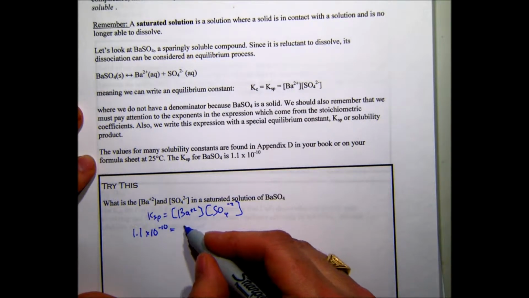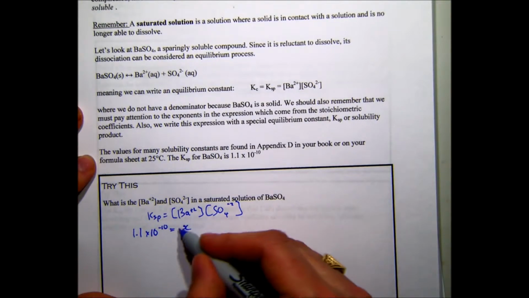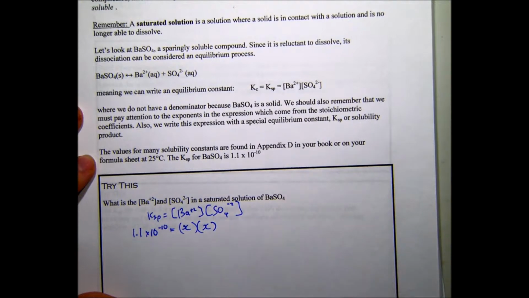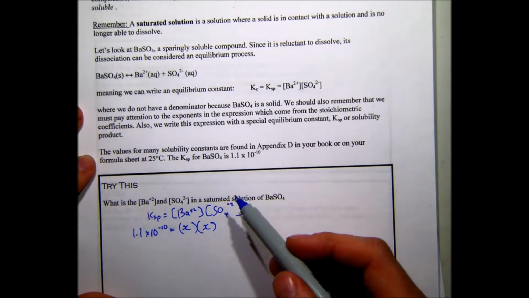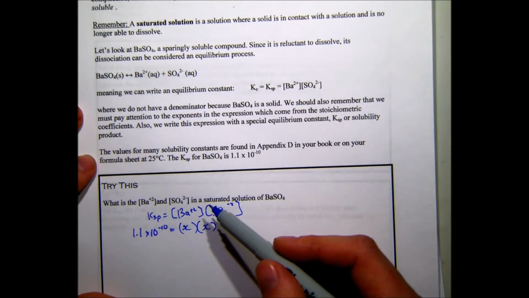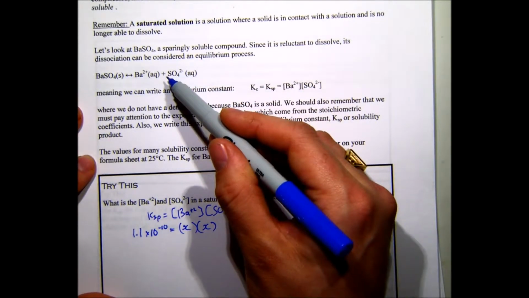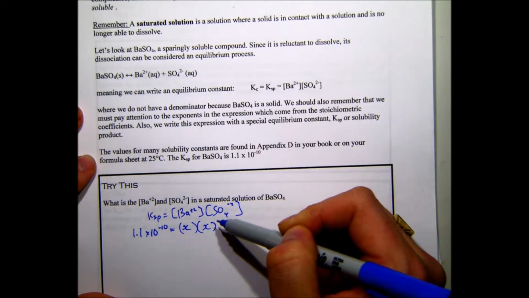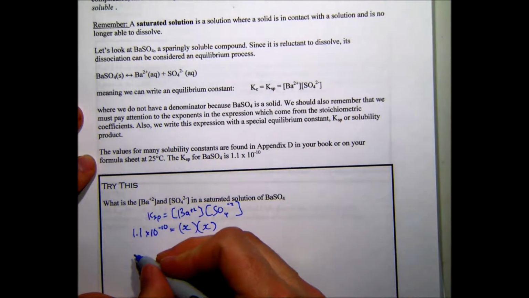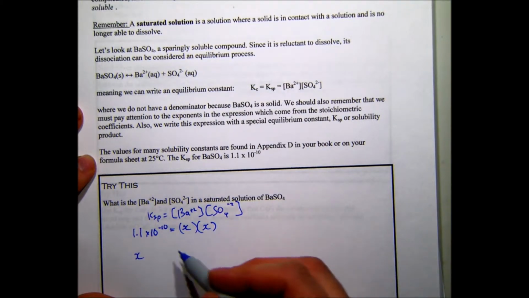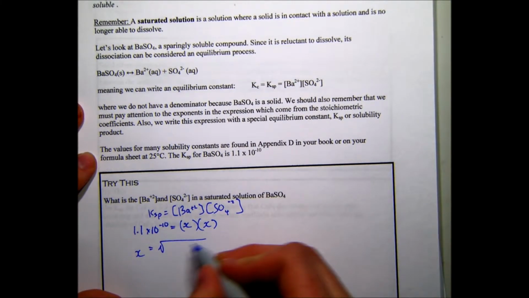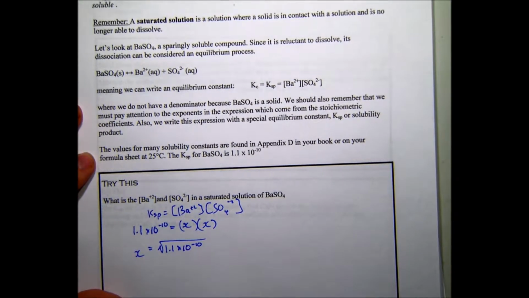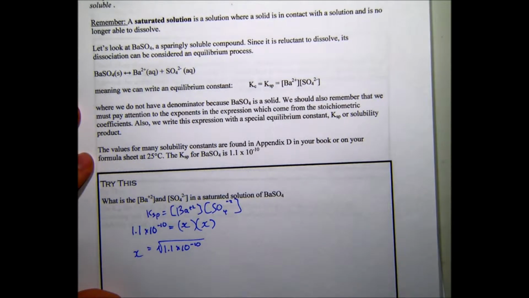And because it's 1-to-1, I'm going to produce X amount of barium plus 2, and since it's the same, X amount of sulfate. You have to make sure to take into account the stoichiometry of the equation. So for example, if you had a 2 on one of the products, then that would translate to 2x, and then of course it would still be squared. So x, when I solve for this, is equal to 1.1 times 10 to the negative 10.